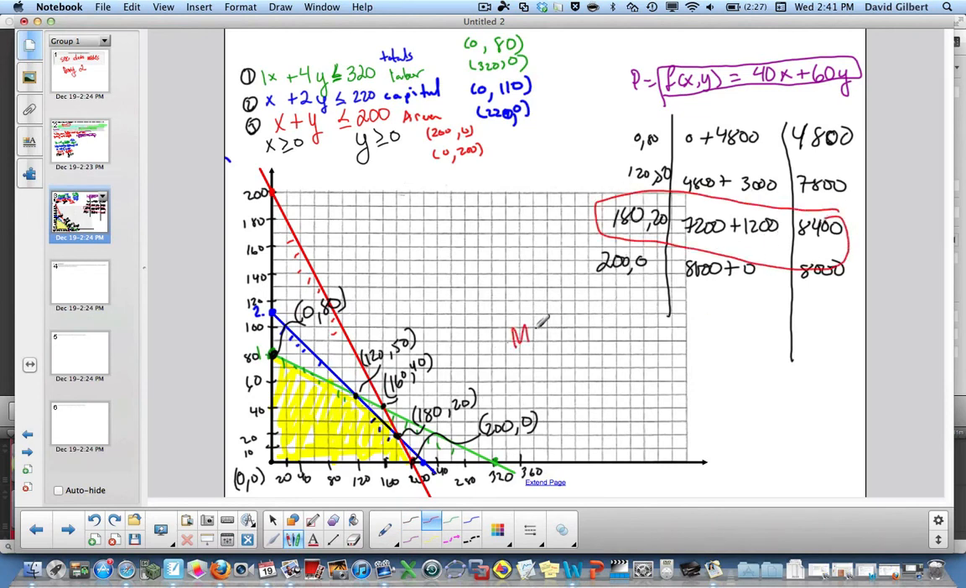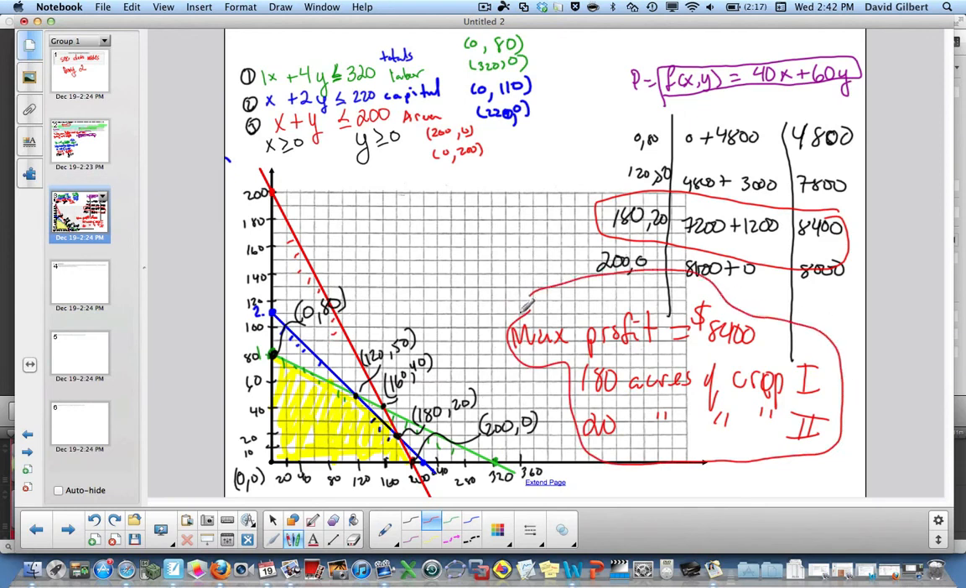So the max profit equals $8,400, and that occurs when we have 180 acres of crop 1 and 20 acres of crop 2. So that is answering the question that was being asked.